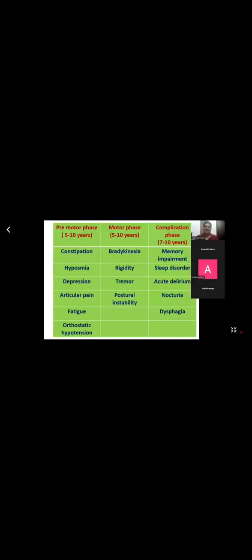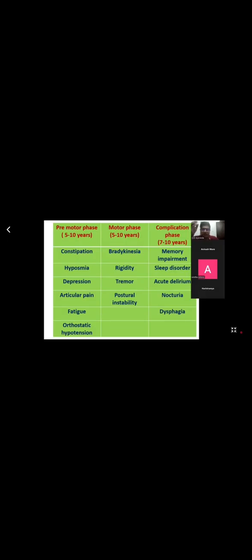So as I explained previously, the premotor phase lasts around 5 to 10 years. The motor phase can last 5 to 10 years, and the complication phase can last up to 10 years. So if the management was not proper, the lifespan of a patient with Parkinson's disease, from the day of onset of symptoms, can be 20 to 25 years. Of course, there will be some phases, active as well as inactive phases. After 5 years, there will be an inactive phase. And maybe after 1 or 2 years from that inactive phase, again the disease progresses more and more.